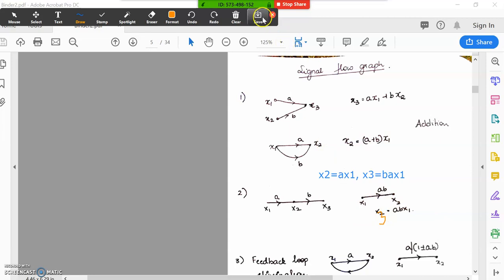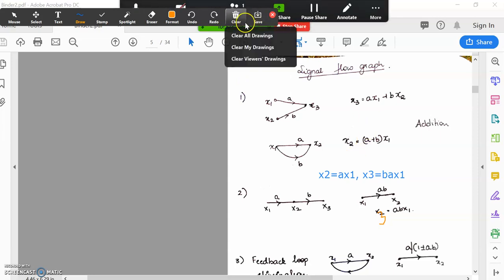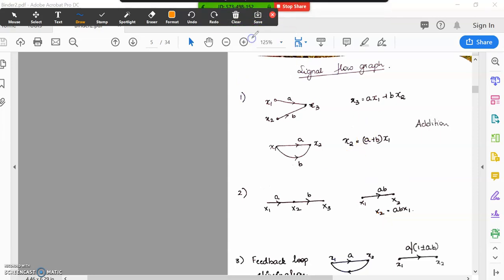Write all this in the notes. Complete the notes before you come to the class next. So now this is how we draw the signal flow.